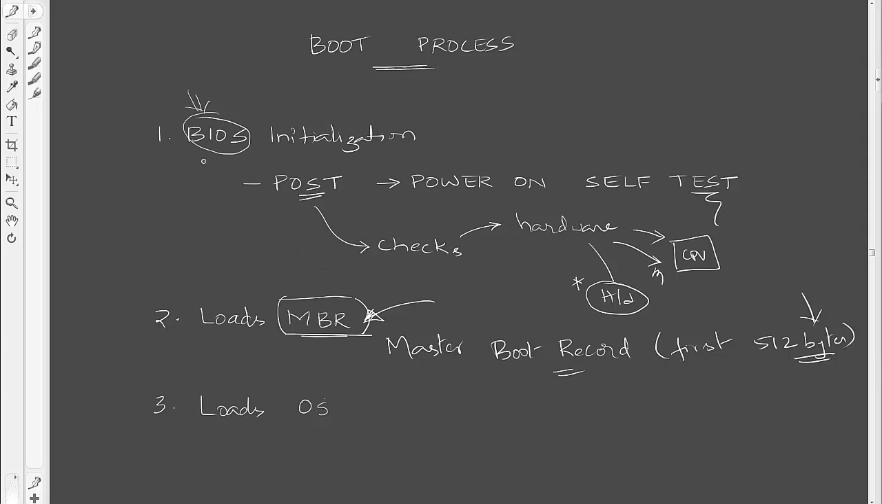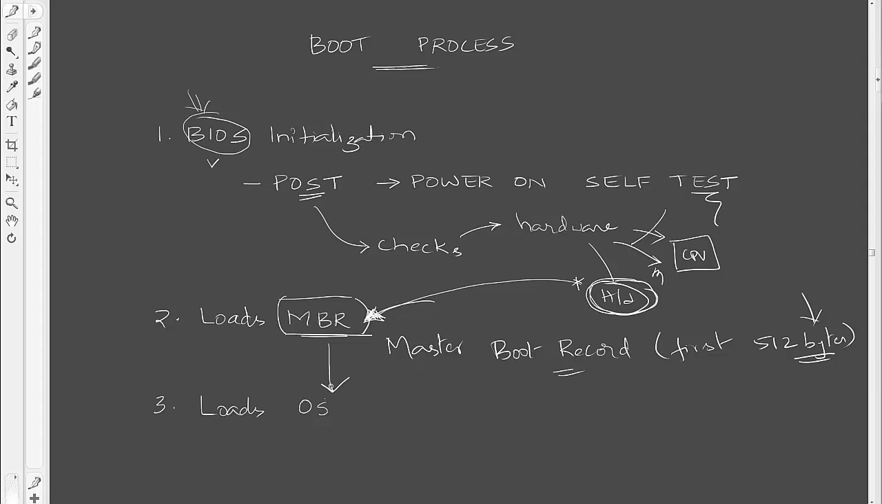So the BIOS checks all the hardware, then finds the hard drive, and then it'll find the master boot record and find which partition is active, and then it'll try to load the operating system from that particular partition.